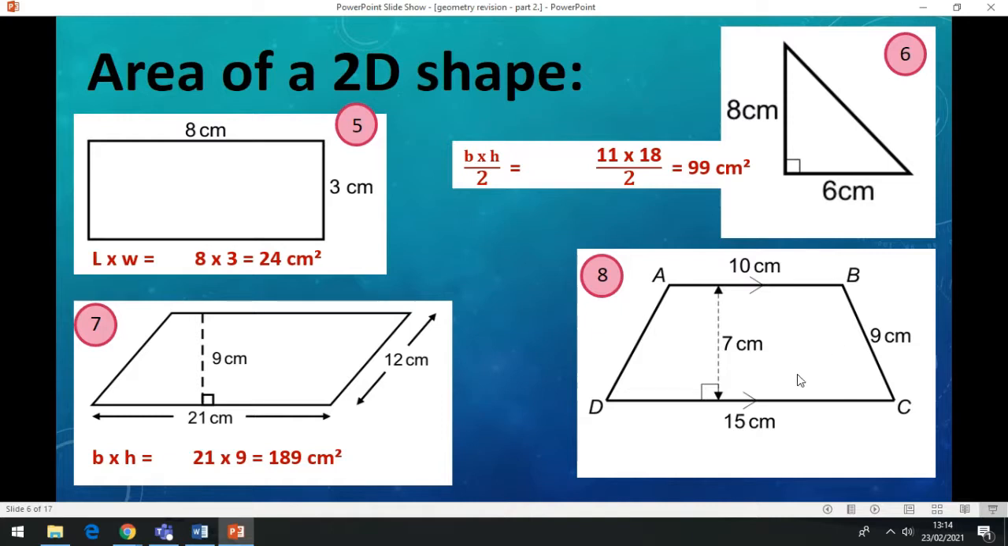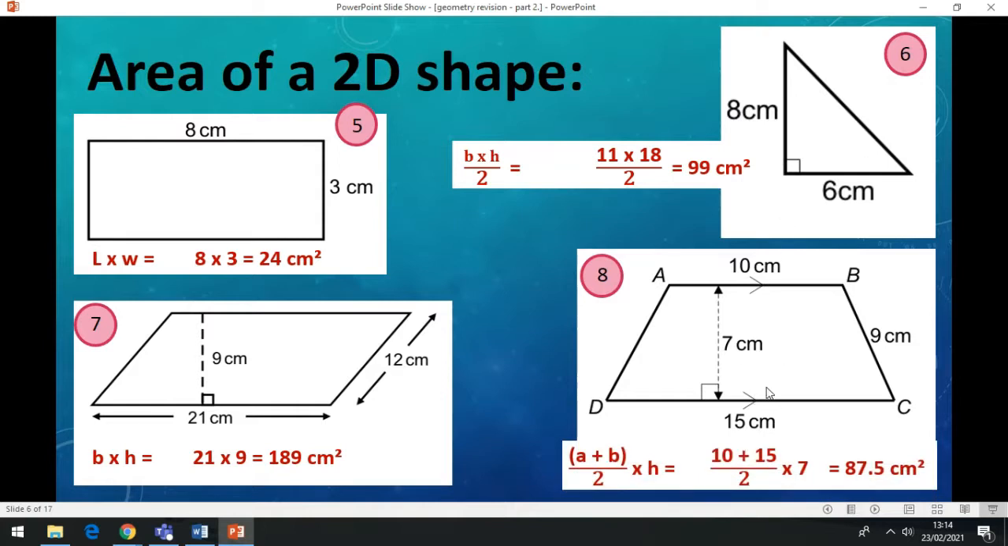And finally, to the trapezium. So half the length of the two parallel sides multiplied by the perpendicular height. So we'd have 10 plus 15, which is 25, divided by 2, which is 12.5, multiplied by 7 will give us 87.5 centimetres squared. Again, super job if you got those right.